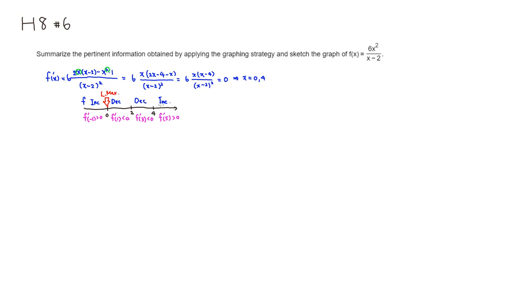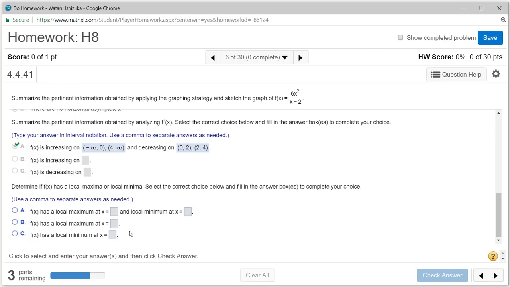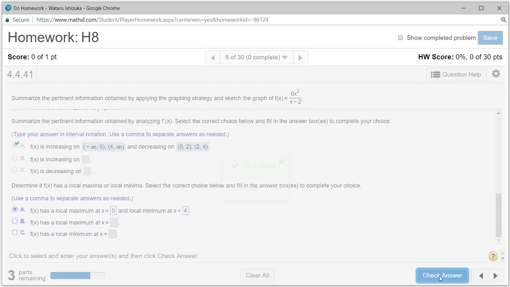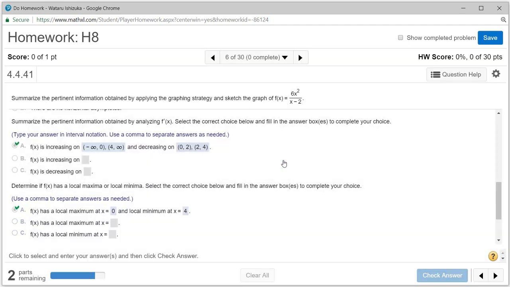And this is decreasing turning into increasing, so this is going to be a local minimum there, right? So local maximum at 0, local minimum at 4. So let's see if we can find that. So local maximum at 0 and the local minimum at 4. All right, so let's check the answer. All right, we got that.